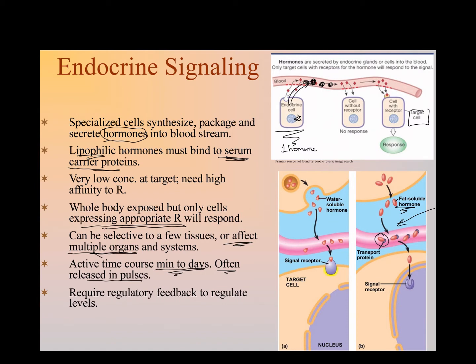The other thing that you're going to see with these is they really have to have regulatory feedback. You don't want to get into a situation where you're overproducing. So most of them are going to have a negative feedback loop where production of the final hormone is going to go back and stop the synthesis and release pathway. Although we do have some that are exceptions to that rule.